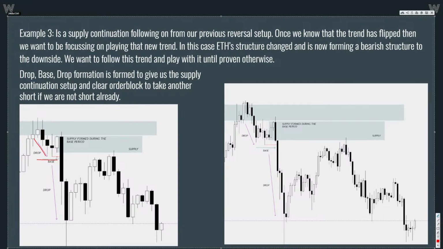Drop, base, then we get this base formed because we have this structure break here, last up candle before the impulsive move down. We look to bid this candle using our rectangle tool to draw the order block, and you can see it on the lower time frame here. Supply formed during the base period. This is a 12-hour order block. This is the 4-hour chart.